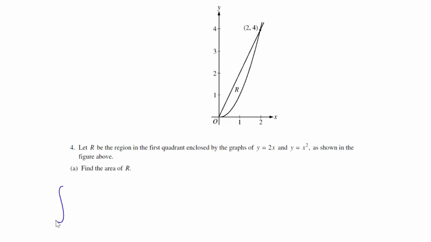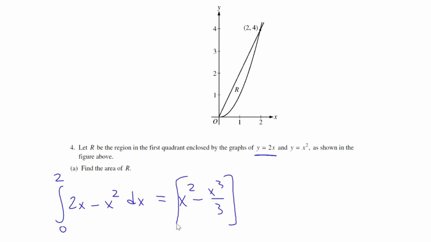We can just integrate from 0 to 2, right? The other intersection point being down here at the origin, 0, 0, of the upper function minus the lower function. And the upper function is clearly linear, right? So it's 2x. And the lower function is the parabola, x squared. So it's just the integral of 2x minus x squared from 0 to 2, which is x squared minus x cubed over 3 from 0 to 2.